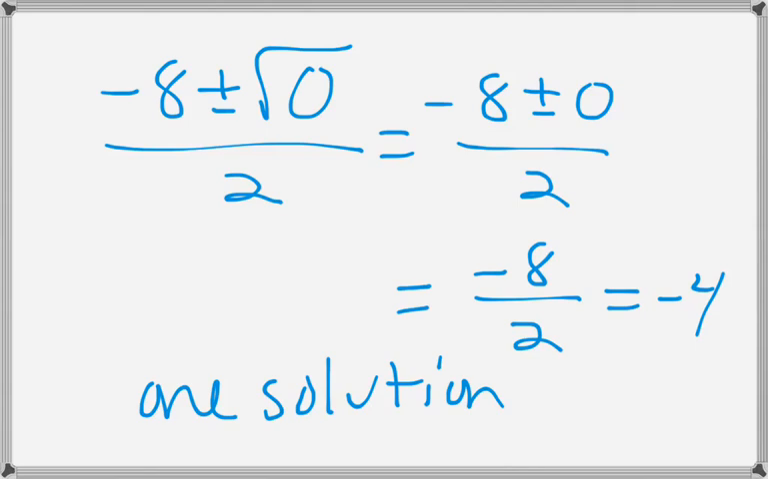So those are the 3 possibilities. We either get 2 real solutions, 2 non-real solutions, or 1 real solution. So we get only 1 real solution if the discriminant is 0.